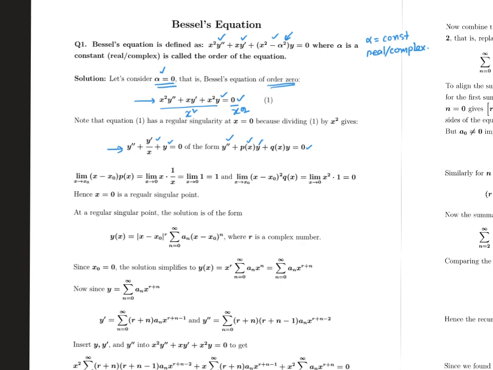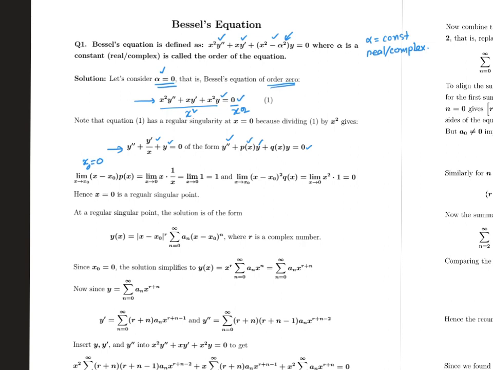Now, as you can see, there is a singular point here, or there is a singularity at x equal to 0. We call it, let's say, x naught. Now, what type of singularity is it? Is it a regular singularity or is it not? If it is a regular singularity, then we can solve this differential equation. However, if it is not a regular singularity, then we can't.